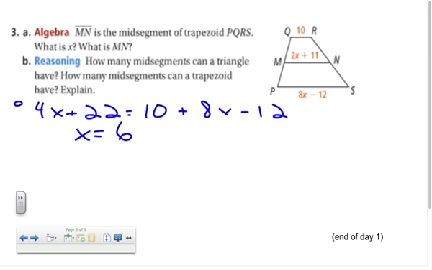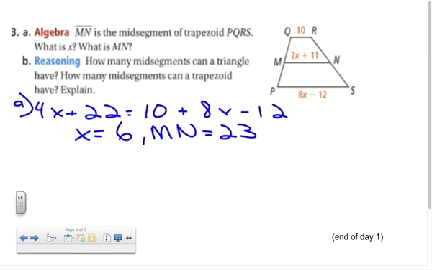The instructions, however, for part A didn't just ask us for the value of x. It was also asking for the length of MN. So make sure that you pay attention to whether they're asking that of you in your homework tonight. All right, so MN is 23.